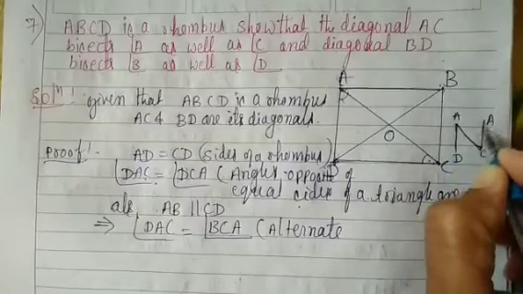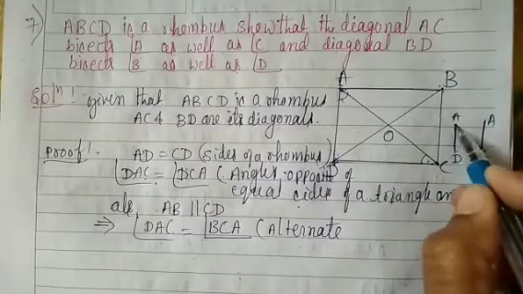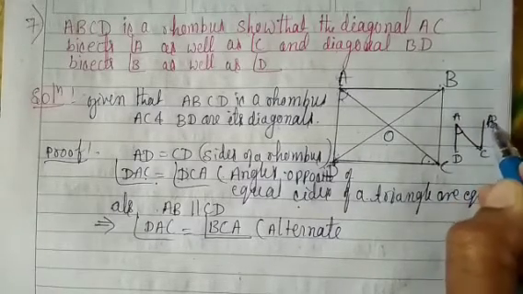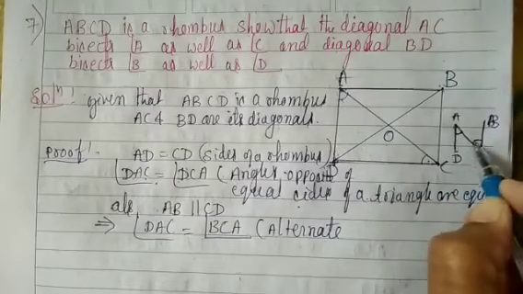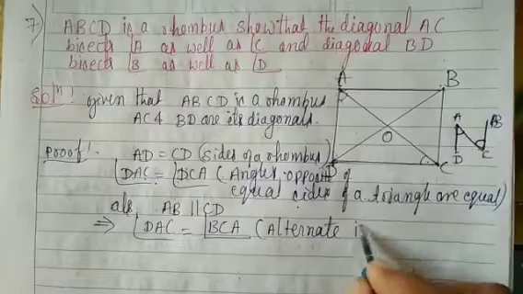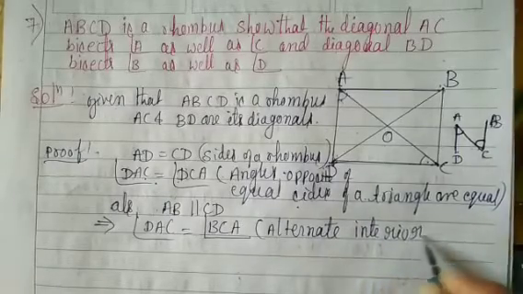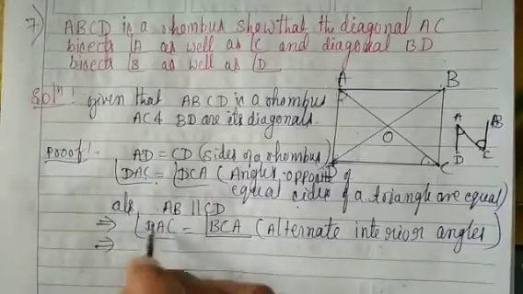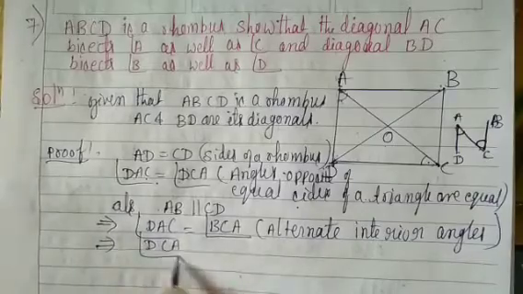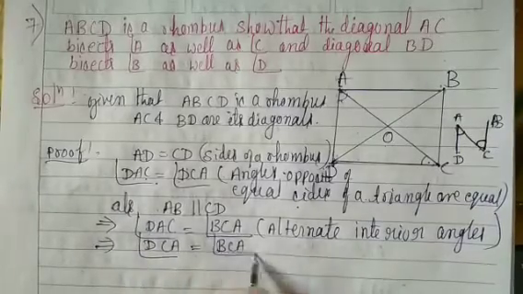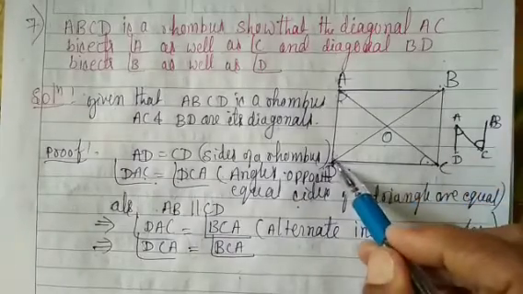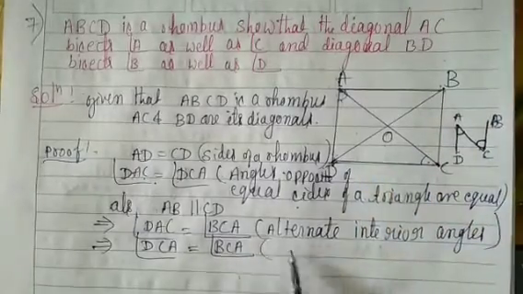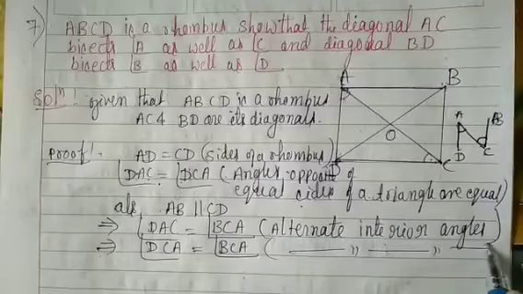Angle DAC is equal to angle BCA, this one angle. Then alternate interior angles. So this implies that angle DCA is equal to BCA. Look at this figure. DCA is equal to BCA. This is also alternate interior angles.